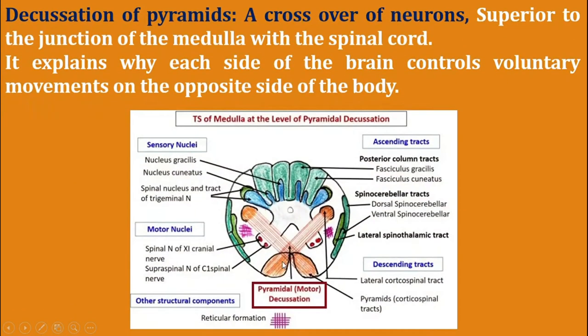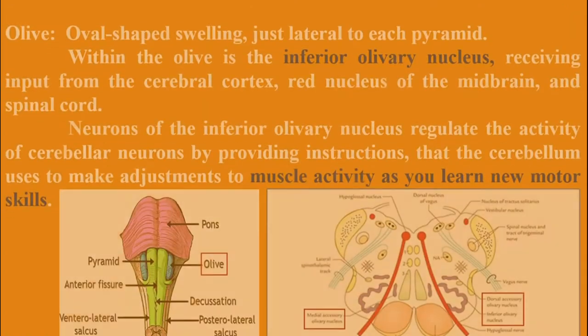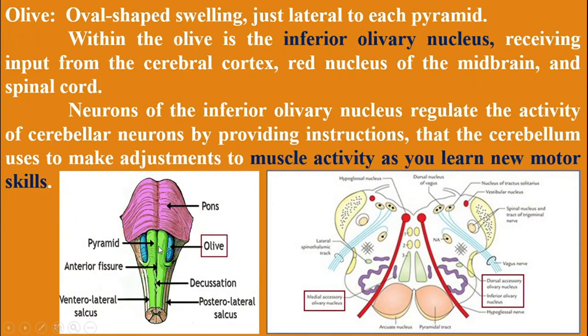Superior to the junction of medulla with spinal cord, there is crossover of neurons, known as decussation of pyramids, which probably explains why each side of the brain controls voluntary movements on the opposite side of the body. Now, just lateral to each pyramid, there is olive, containing inferior olivary nucleus. It regulates the activity of cerebellar neurons by providing instructions, which is used by cerebellum to make adjustments to muscle activity as we learn new motor skills.